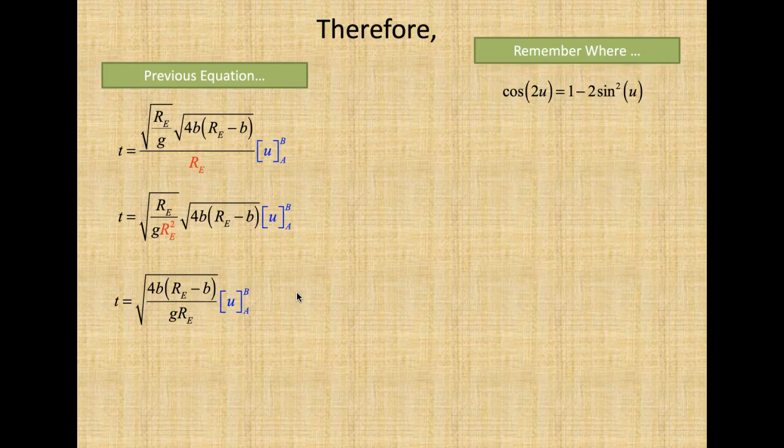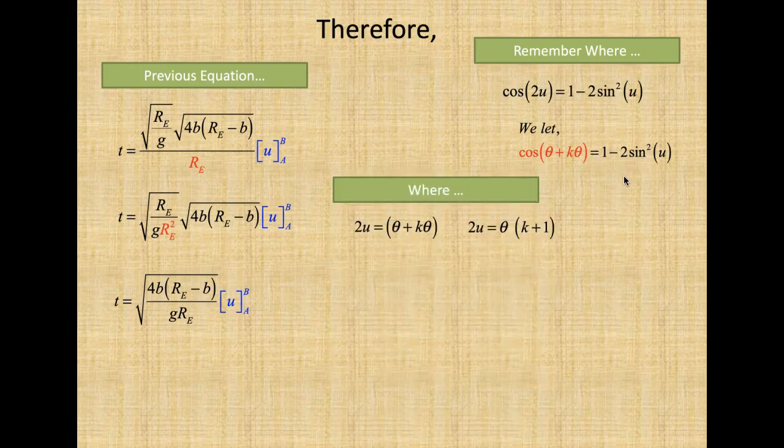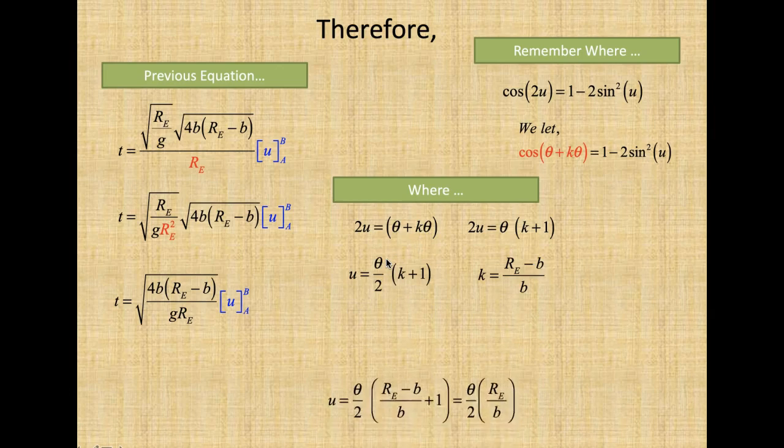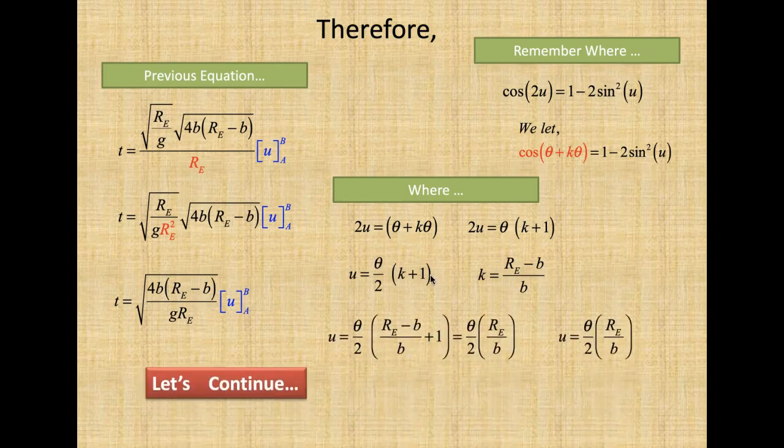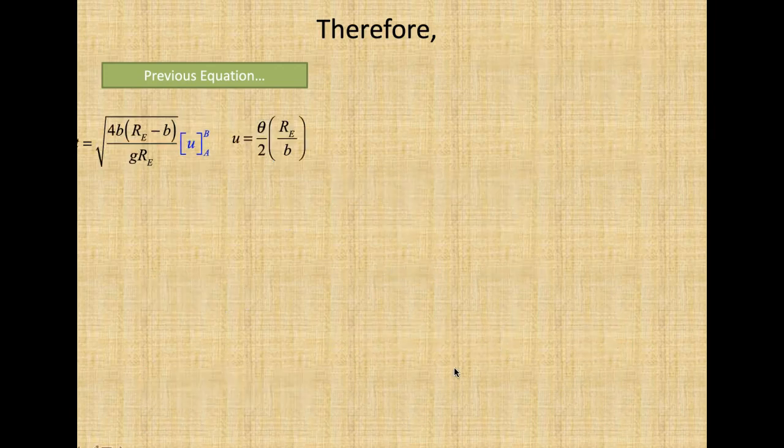Remember where cosine 2u equals 1 minus 2 sine squared u? We said we needed that later. And we also let cosine of theta plus k theta equal that. Well, that means 2u is equal to theta plus k theta. Now we can solve for u. And k is equal to that. So therefore, u is equal to theta over 2 divided by R over b. And then we plug that in for u.